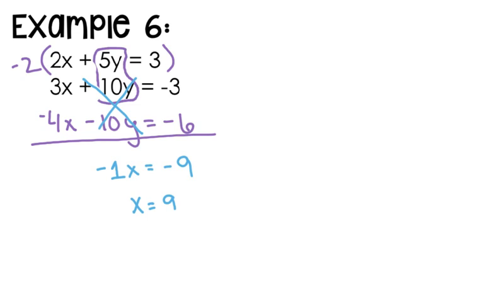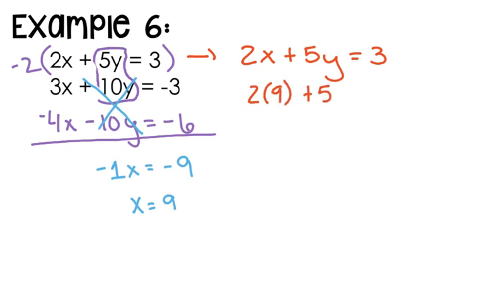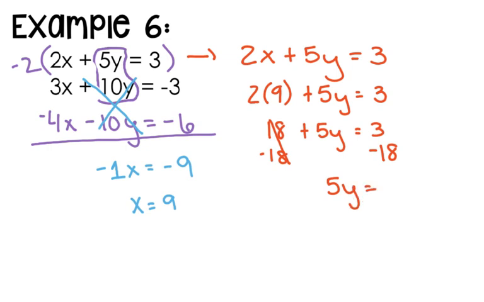Now we still need to find y. So I'm going to take the first equation because that has smaller numbers. So 2x plus 5y equals 3. So I'm going to do 2 times 9, because we just found x to be 9, plus 5y equals 3. So it's going to be 18 plus 5y equals 3. Subtract 18 on both sides. So 5y is going to equal -15. So y would be -3 because -15 divided by 5 is -3.